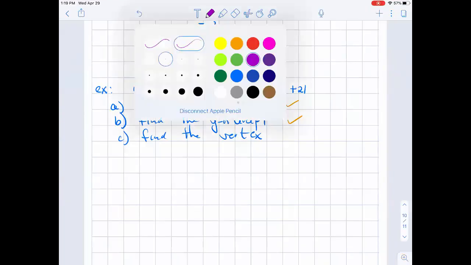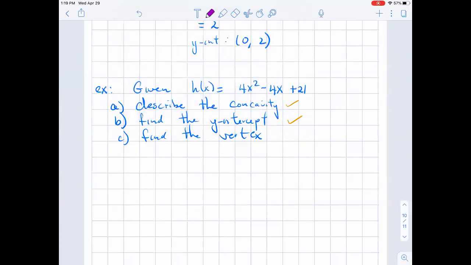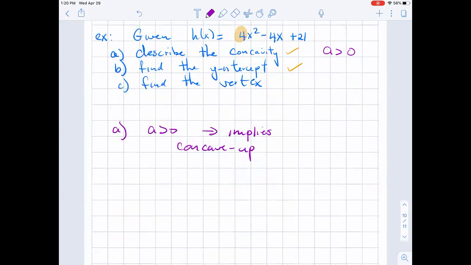So concavity, first part. Concavity, you want to look at the value of a. So since a is greater than 0, right, meaning it's positive, what can you tell me about concavity? Can you guys hear me? Concave up. Yeah, it's positive. It's going up. Since a is greater than 0, this implies concave up. You agree? Yep.